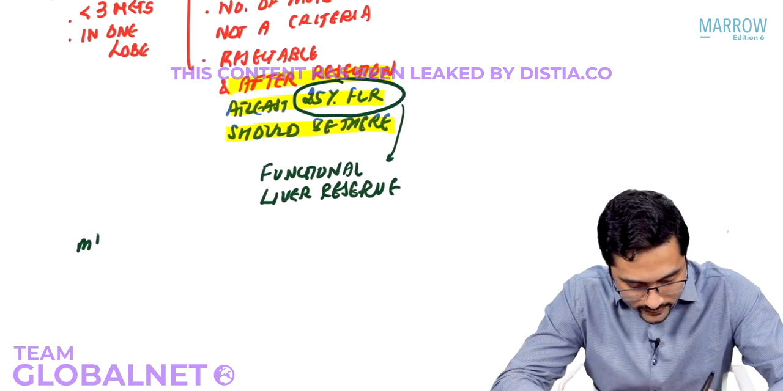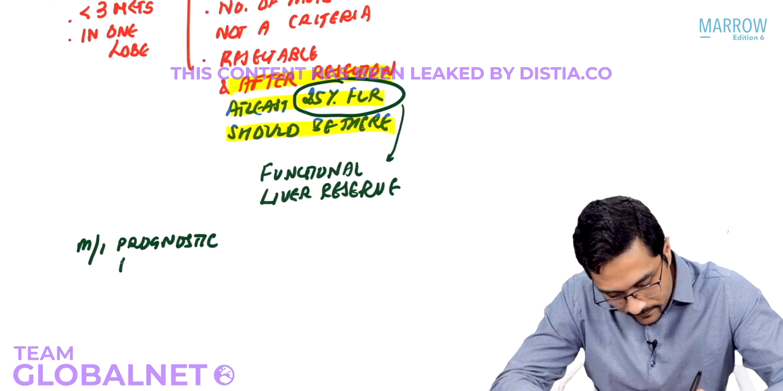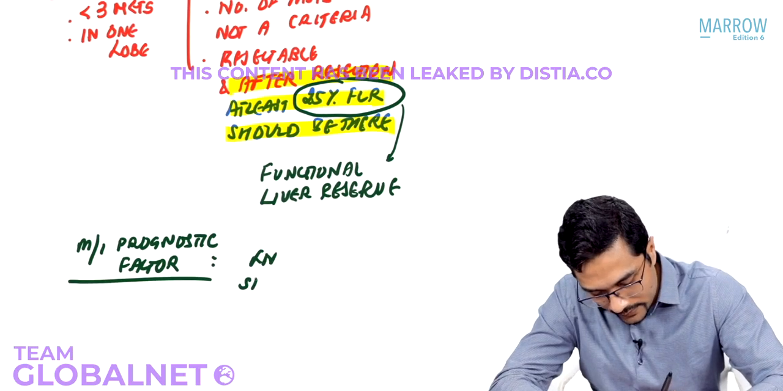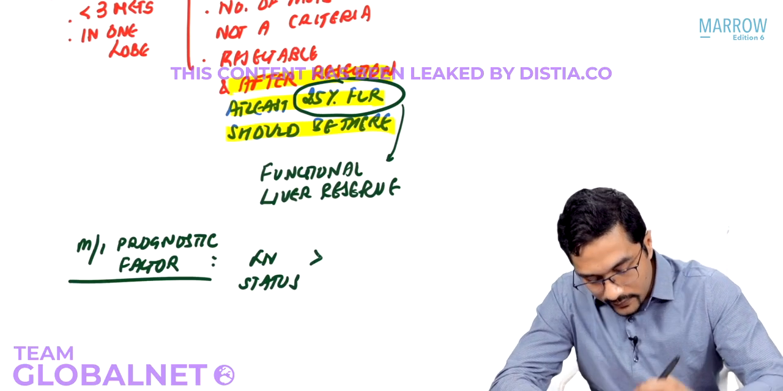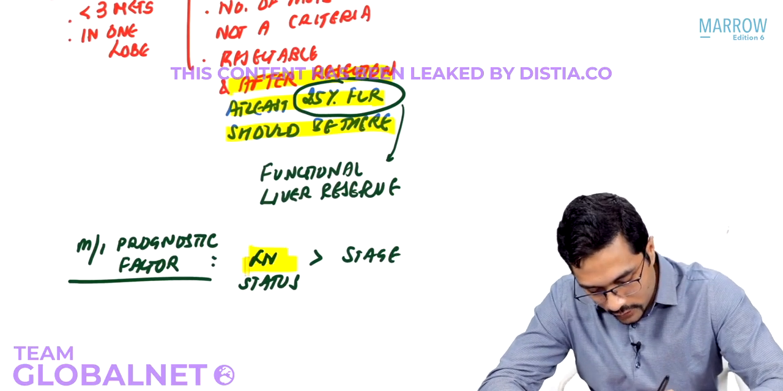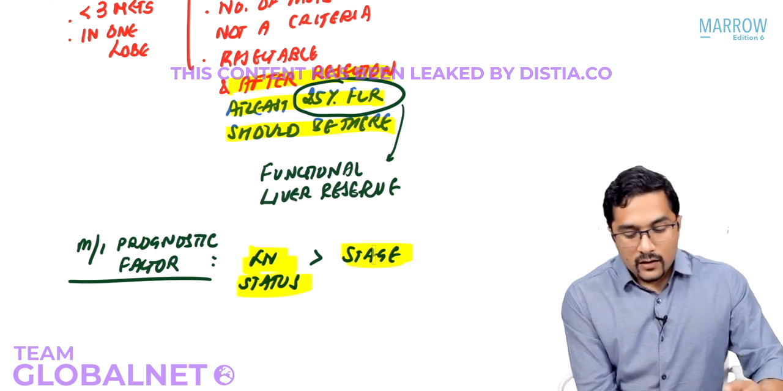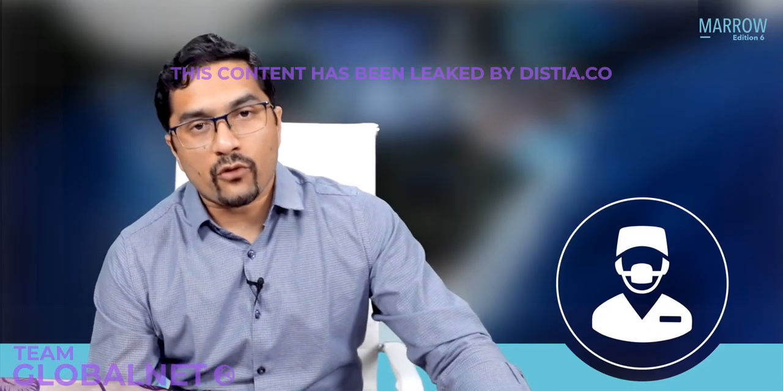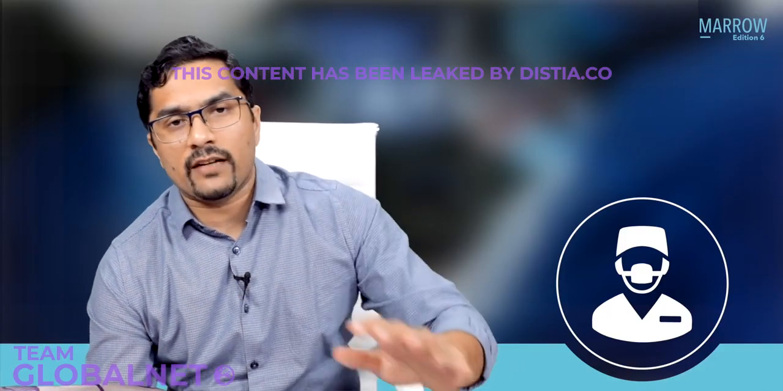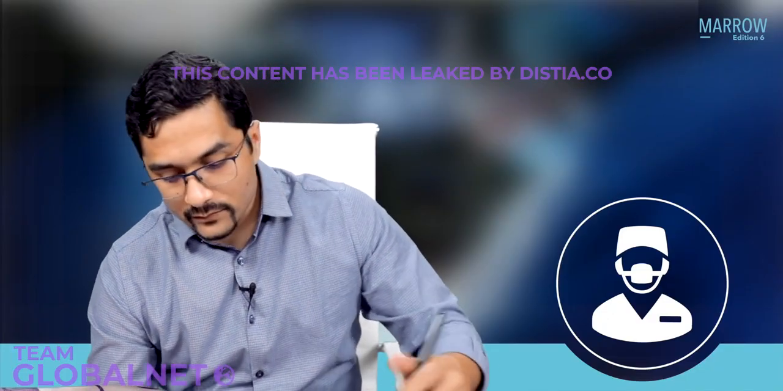The final point is that the most important prognostic factor for colorectal cancers is the lymph node status. This is a better prognostic factor than the stage of the disease. So if both are there in the options, you will mark lymph node status better than the stage. So this was the management of colorectal cancers. I've told you the surgeries, they are very important. In fact, each and every point regarding colorectal cancers has been asked in the MCQ exam.